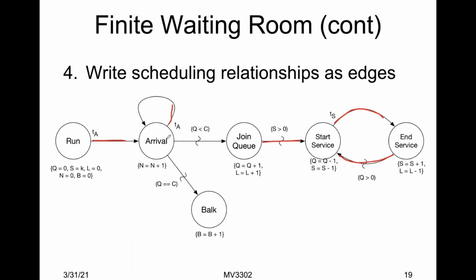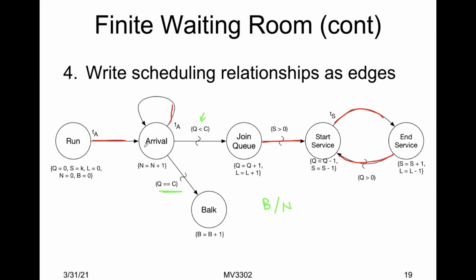Okay, let's look at the arrival event here. There are two possibilities. Either there's room at the inn, and how do I know if there's room at the inn? Because Q, the number in the queue, if that's strictly less than the capacity, then that means there's room for me to join the queue. On the other hand, if my queue is at capacity, then I'm just going to balk and leave the system. And after I've run this simulation, I can find out how many I've lost by looking at this value B over N.